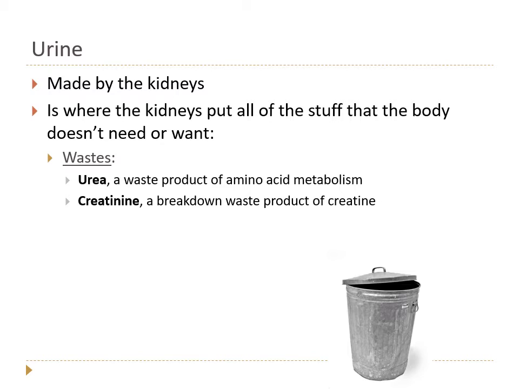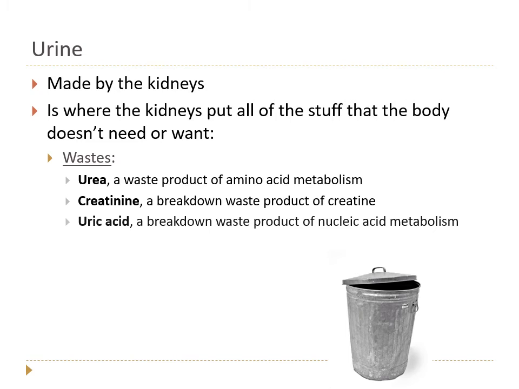Creatinine, which is the breakdown waste product of creatine. So remember when we learned about the creatine phosphate pathway in muscles for energy production. And so when creatine breaks down, it becomes creatinine, which is something that our kidneys then need to excrete. Uric acid, which is a breakdown waste product from nucleic acids, which we are constantly creating and tearing down and rebuilding anew. And ammonia, which is a breakdown waste product from protein metabolism in general.